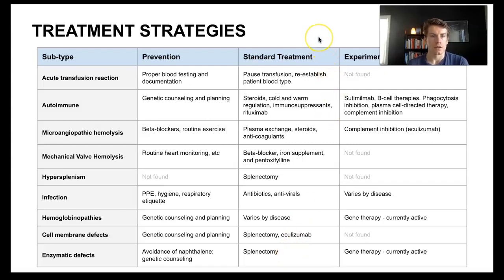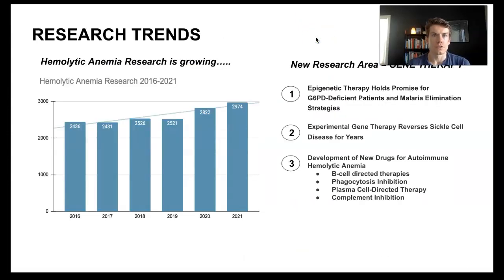Okay, so now that we've touched on treatment strategies, let's just finish out with research trends. So when searching hemolytic anemia on PubMed, the article count has been rising over the last 100 years, topping out at 2,974 new research papers published in 2021. So I would say the outlook on the disease and interest in research is long-term and bright and continues to grow.